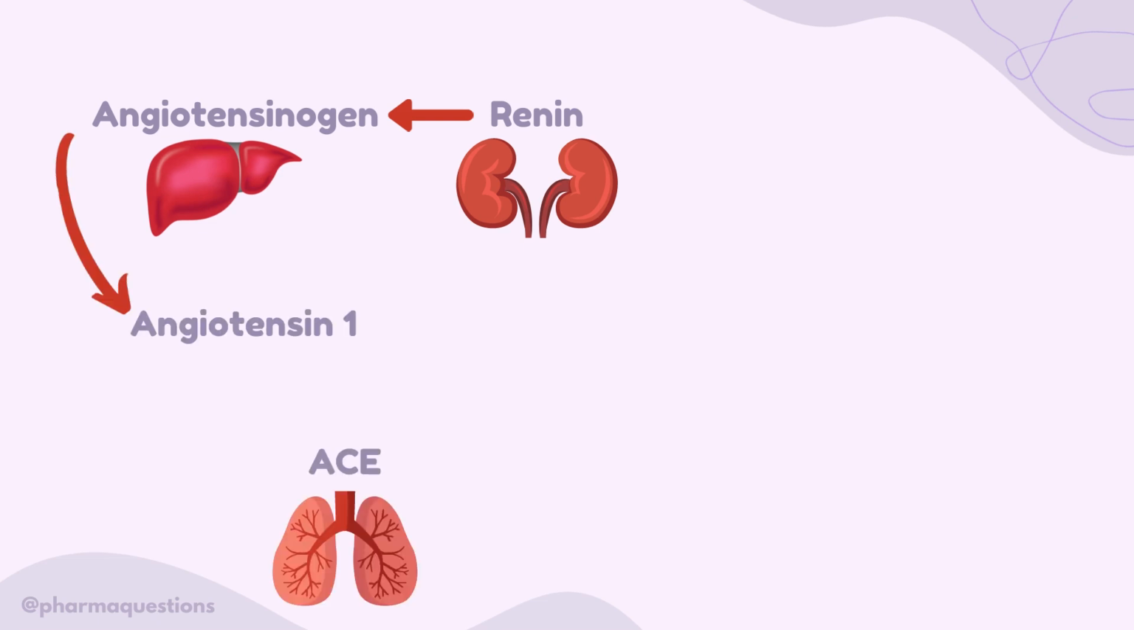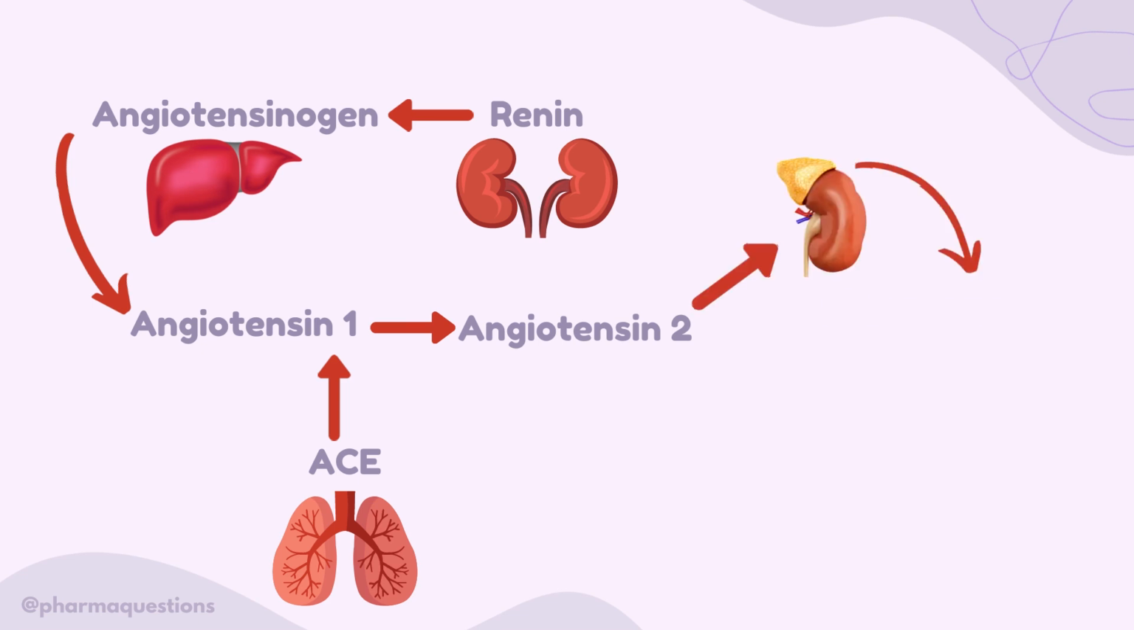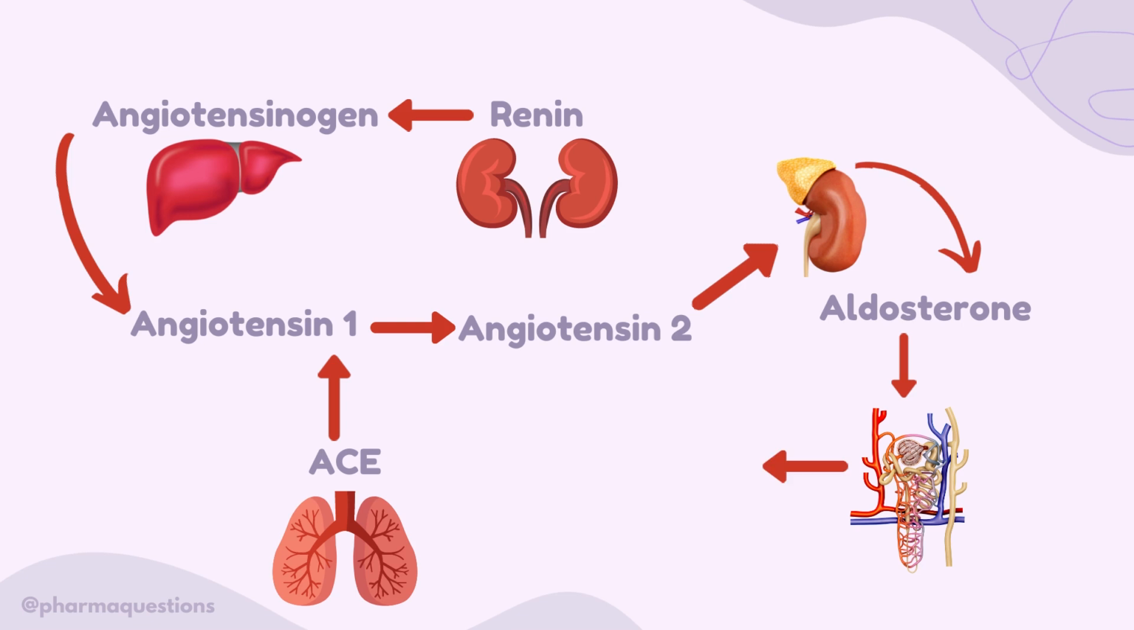Angiotensin converting enzyme, or ACE, is found in the lungs. ACE converts angiotensin 1 to angiotensin 2. Angiotensin 2 acts on the adrenal glands to produce aldosterone. Aldosterone acts on the nephrons to cause H2O retention, thus causing an increase in blood pressure.